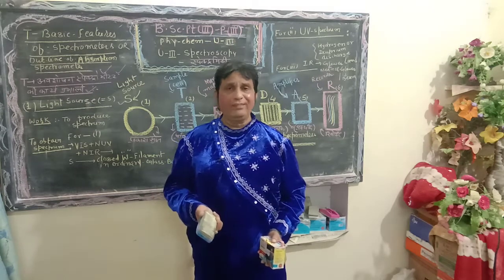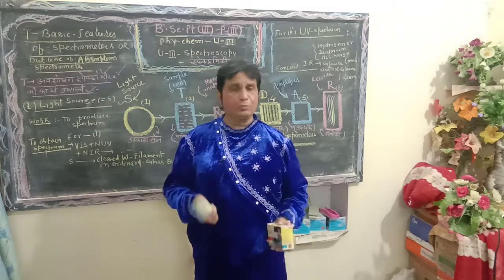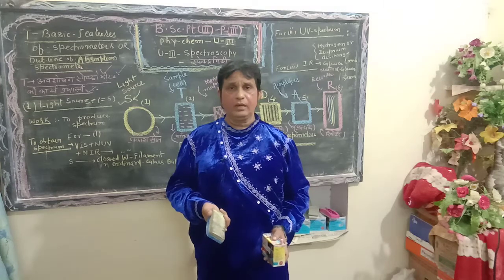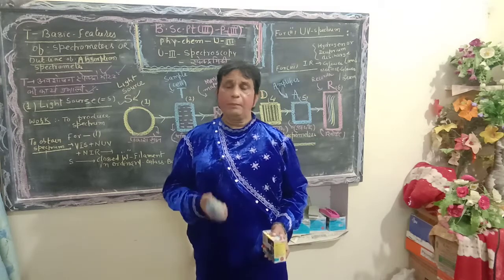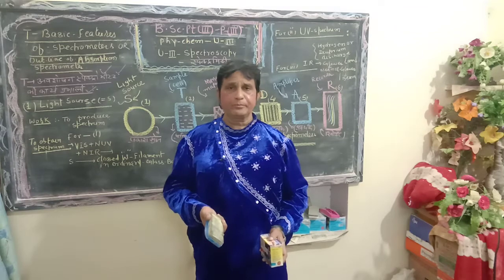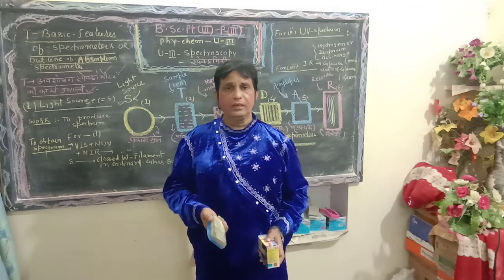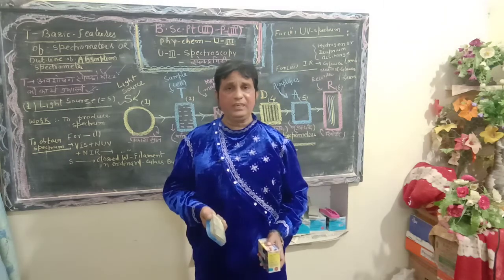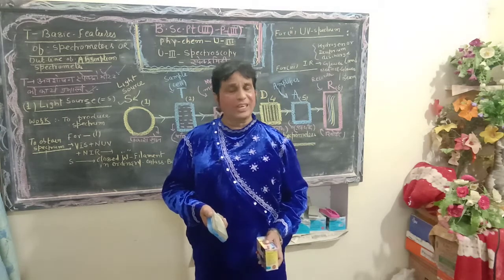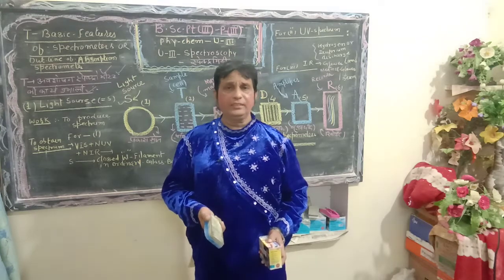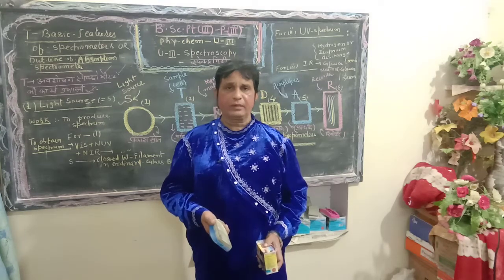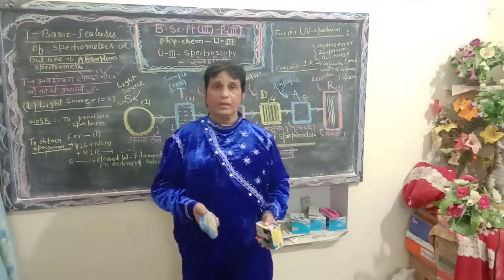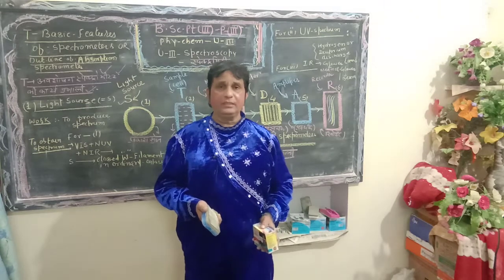Dear students, today I will deliver a very special lecture on the outline of the absorption spectrometer, or the important and basic features of the spectrometer, which is selected from B.Sc Part 3, Paper 3, Physical Chemistry, Unit 3, titled Spectroscopy. Dear students of B.Sc Part 3, once again, may I have your attention please.